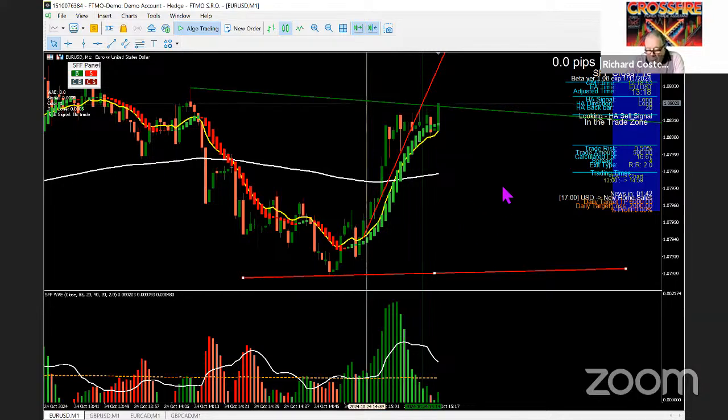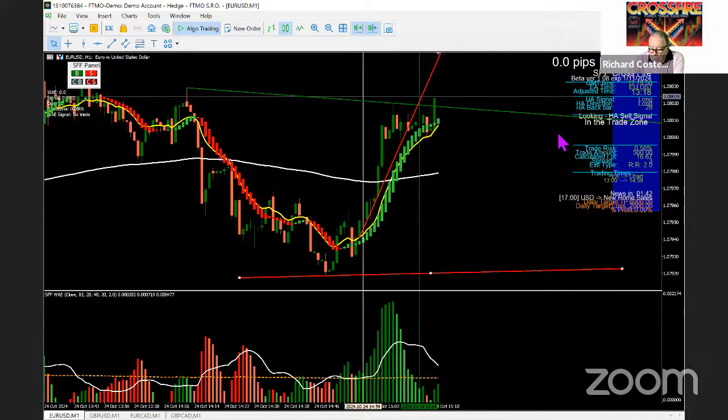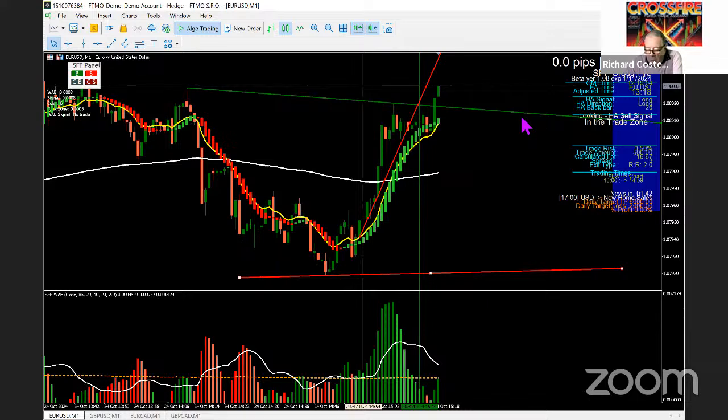So the trading assistant looks for 4 things to fall into line. And you notice we're now saying we're looking for a sell signal, but that's not right, because it's saying we're looking for a sell because we're below the red trend line, but that's a false red trend line.